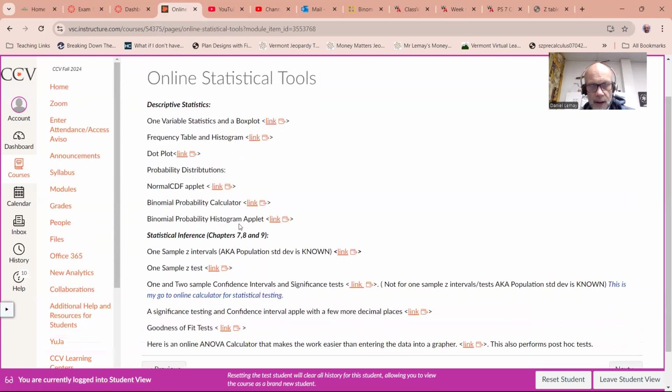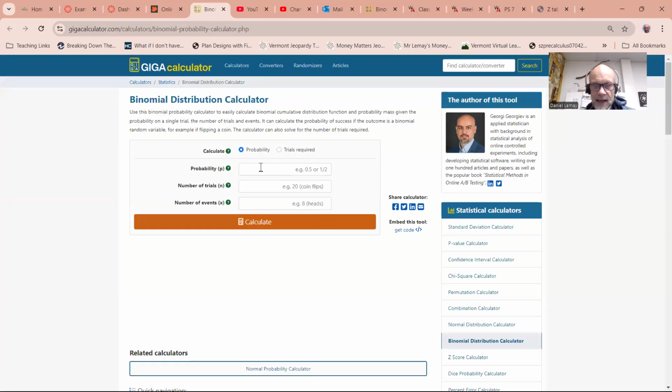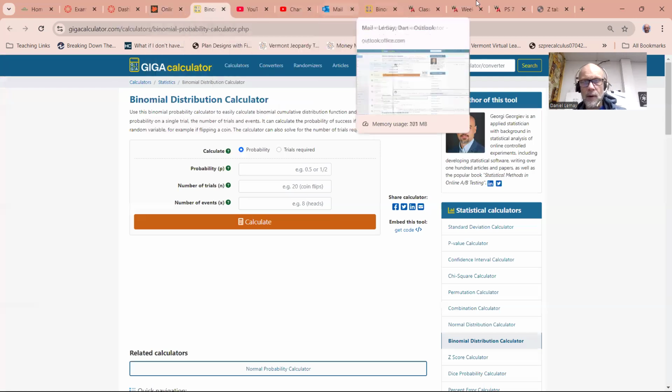And here's the calculator I'm going to point you towards: the binomial calculator. This is that GigaCalc calculator. If you've watched another of my videos where I talk with StatTech, it's the same kind of calculator. All you need to do for this calculator is let's go look at that WebAssign question.